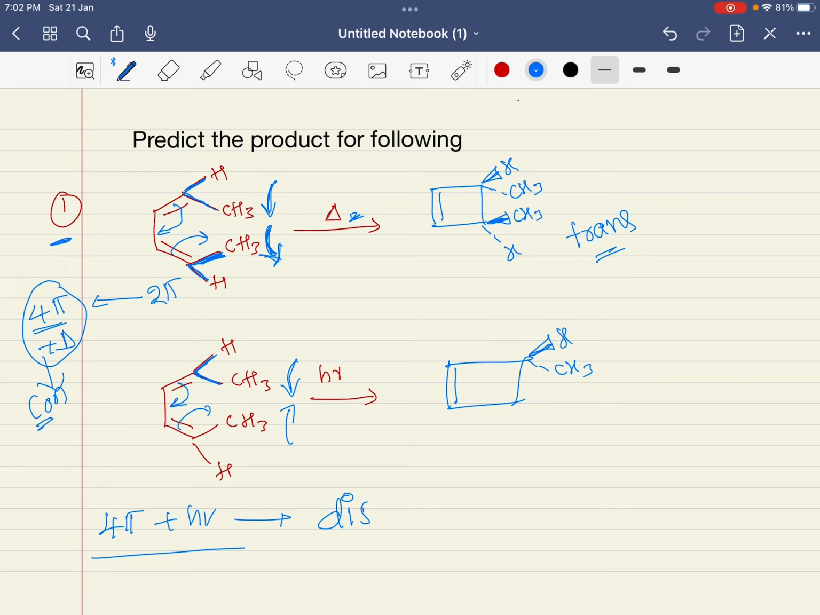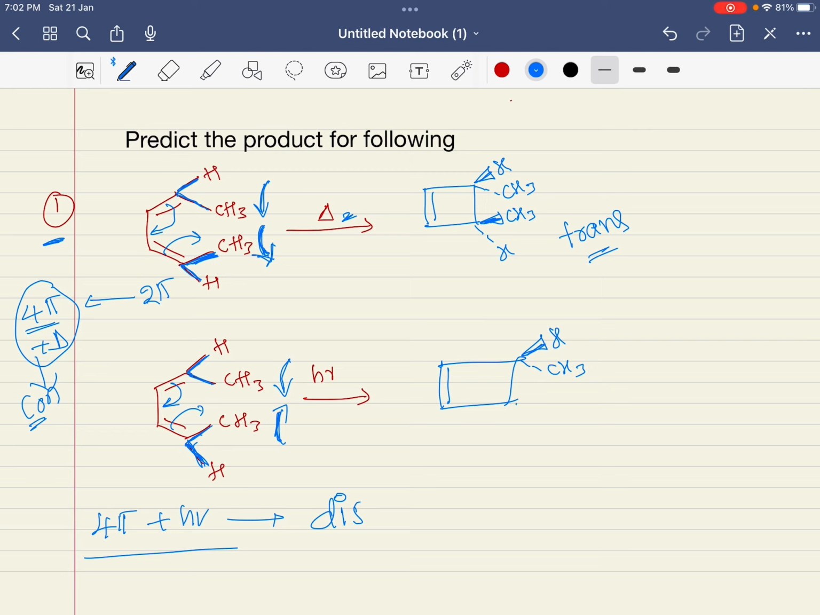Here, if I move inside in this direction, hydrogen comes above and CH3 goes below. In this product, both CH3s are below. The product here is cis.